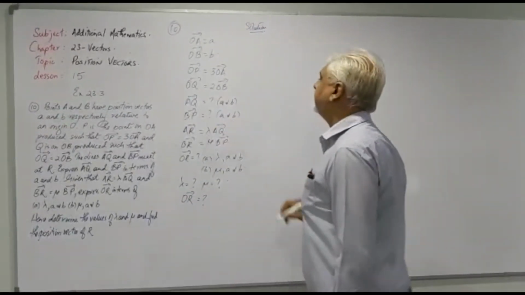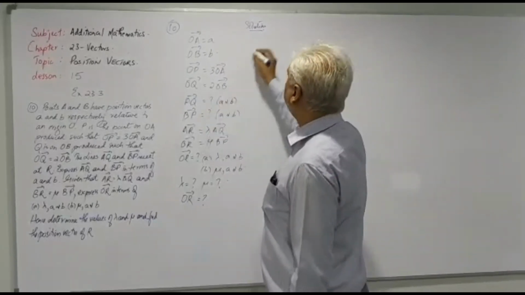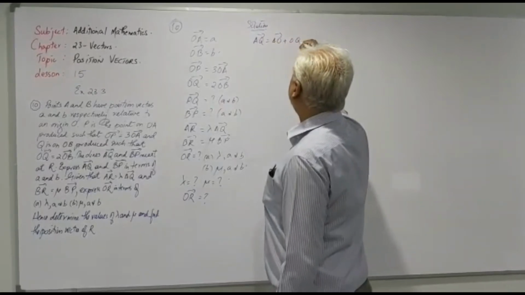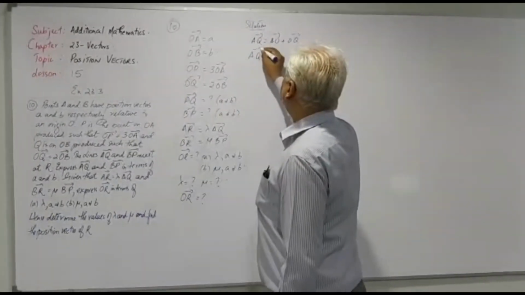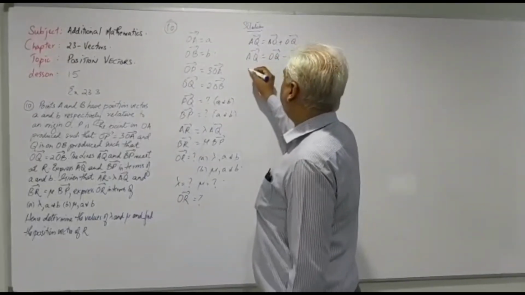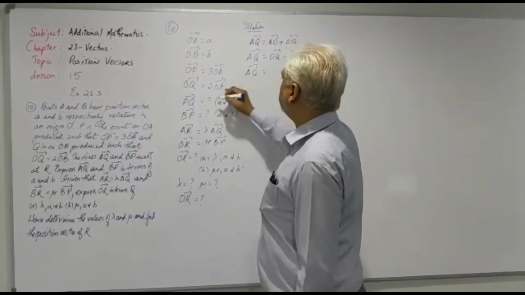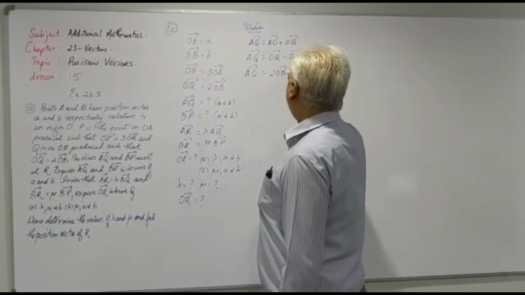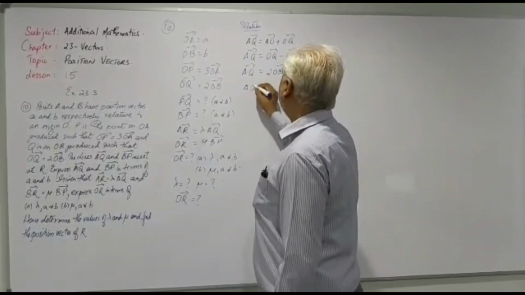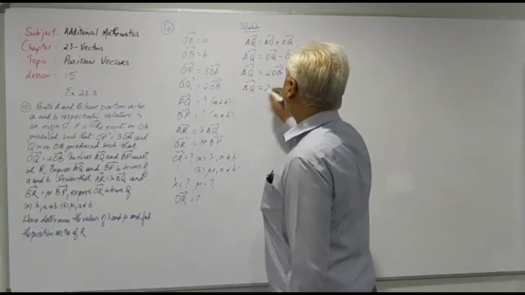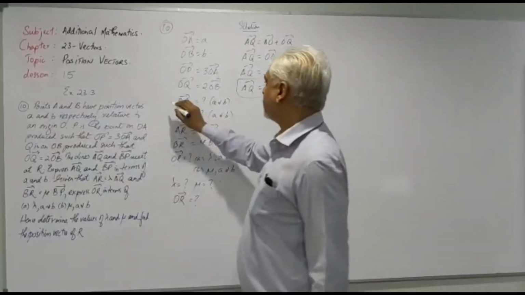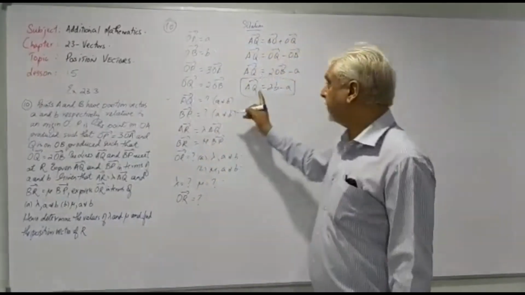Now first let me find AQ. AQ is equal to AO plus OQ. Or I can write it down as AQ is equal to OQ minus OA. Now let's put the value. OQ is equal to 2OB and OA is equal to A. And you know that OB is equal to B. So 2B minus A, this is the answer for AQ. So I've just worked out AQ in terms of A and B.